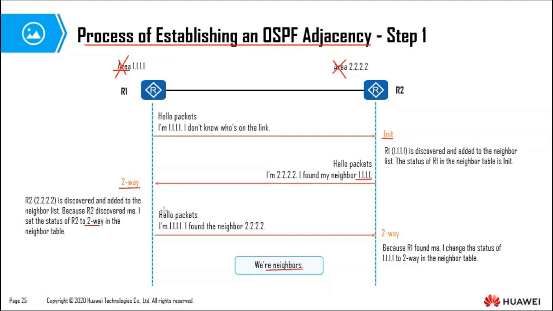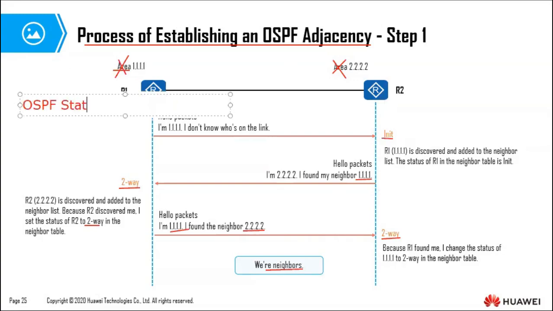Then after that, I'm going to send another hello packet. I am 1.1.1.1. I have a neighbor 2.2.2.2. So when this guy receives a hello packet from me with his own router ID on my neighbor list, it will now transit from the init state to two-way state. And that is what we call the neighbor relationship.